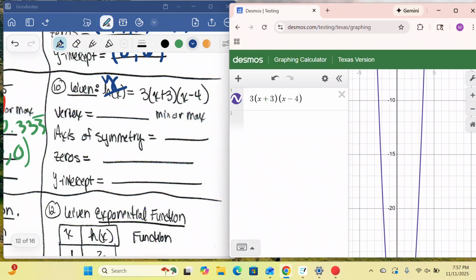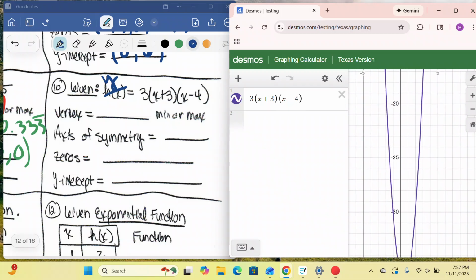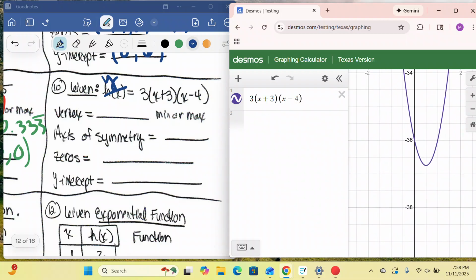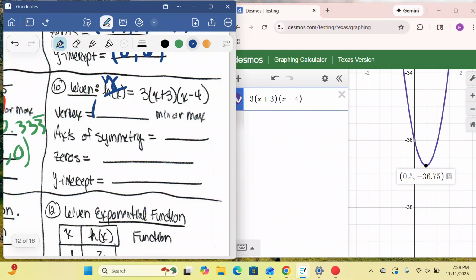I'm going to go all the way because the first question at hand is, what is our vertex? And sometimes they look very, very close, but if you enlarge it, you can see what the vertex is. The vertex is 0.5, a lot of decimals here. So we have 0.5, comma, negative 36.75, close parentheses. So I have a minimum here because it is at the bottom of the parabola.